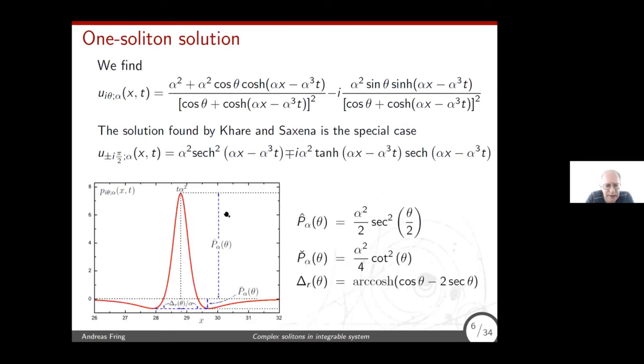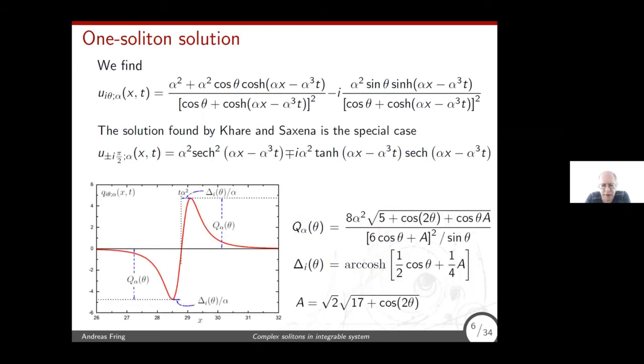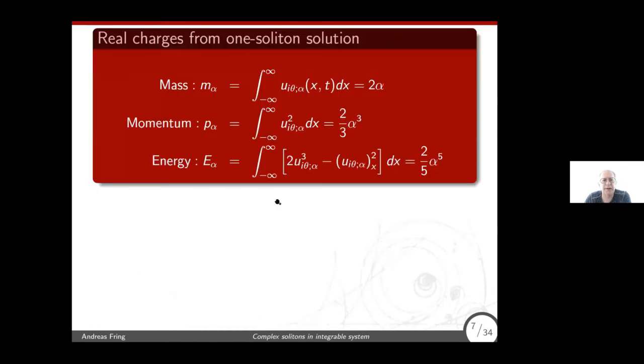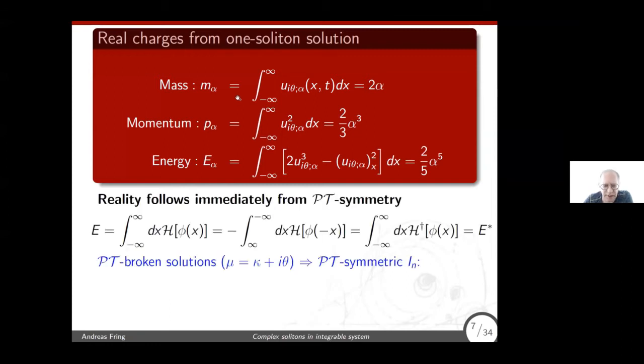And that's how it looks. That's the real part. It looks very similar to a standard soliton, but it has these little tails, and it has a little additional structure. And the imaginary part is an odd function which looks like this. So this is the one-soliton, and the question now is, when are your charges real in this context? So the mass, momentum, and in particular the energy, we want to know, are they real, and why are they real? And can we generalize this to other scenarios?